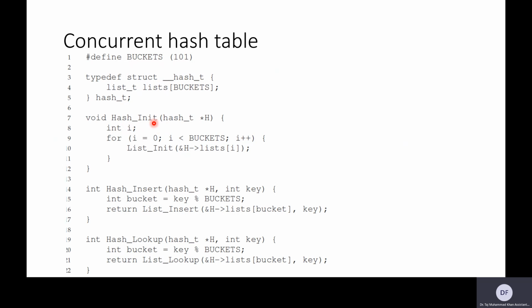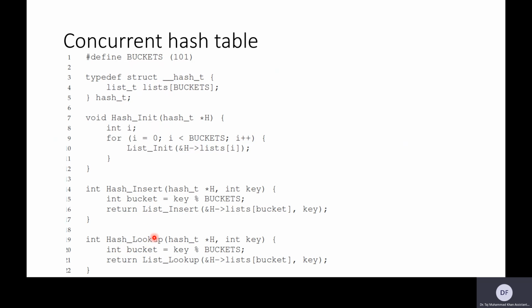So when we initialize our hash table, we initialize each of these lists, and if you go and look at the list init function, we'll see that it initializes the head of the list as well as the lock inside the list. All these are initialized in the main section. So now, manipulating the hash table, we have these two functions, hash insert and hash lookup.